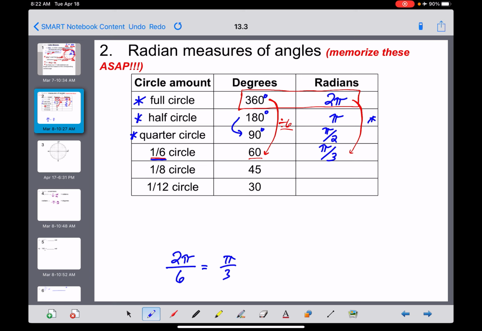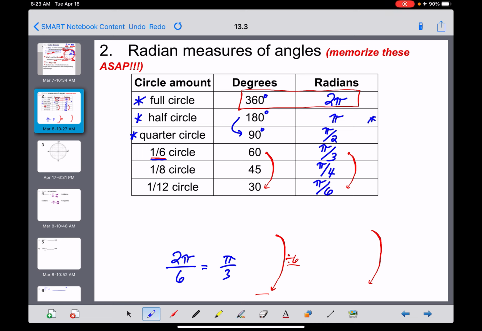Okay, how can we get to the next spot right here? Let me get rid of some of those arrows because that's going to be confusing now. For 1/8 of a circle, it's not too hard to get from here to here. From 90 to 45, we just divide by 2. Then let's do the same thing from pi over 2: we'll cut that in half and get pi over 4. So that's another equivalent that we ought to know. 1/8 of a circle, or a 45-degree angle, is pi over 4 radians. Then let me slide these arrows down. To get from 60 degrees to 30, we just cut in half. So I'll do the same thing, take pi over 3 and cut that in half, and that gives us pi over 6.